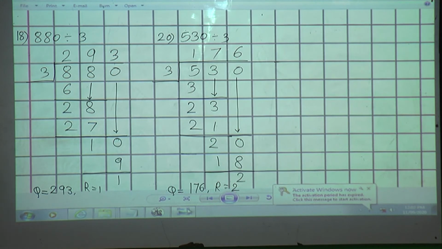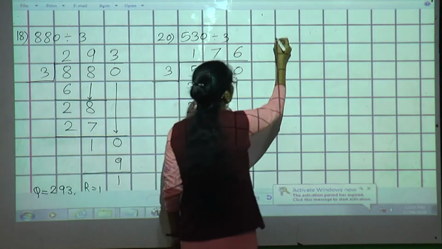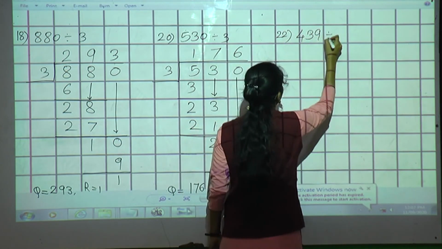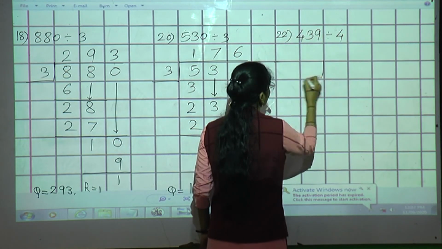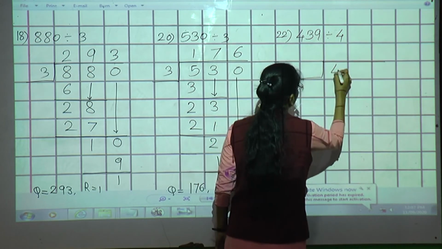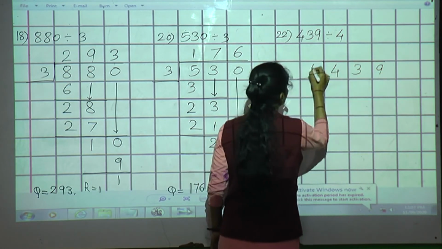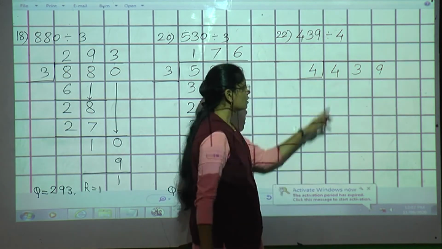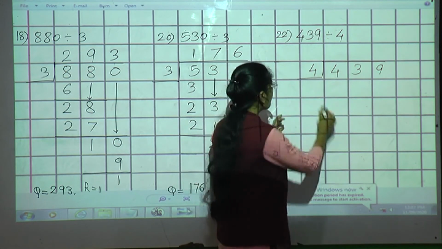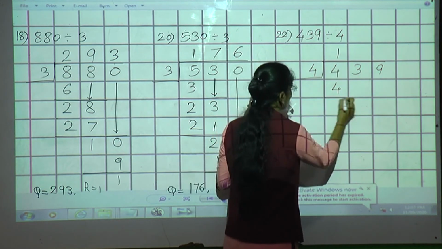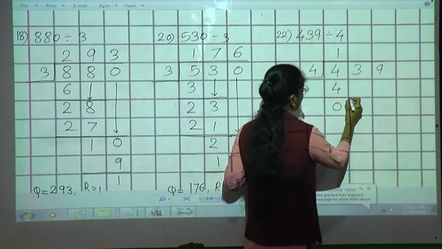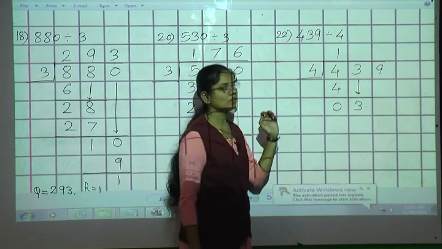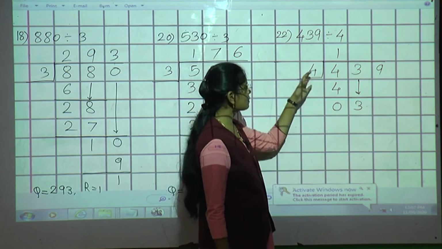439 divided by 4. Now see, divide the hundreds first. Here 4 by 4. 4 ones are 4. Okay. 4 minus 4, 0. Then take this 3 down here. Now can you do 3 by 4? No, we can't do because 3 is smaller than 4.